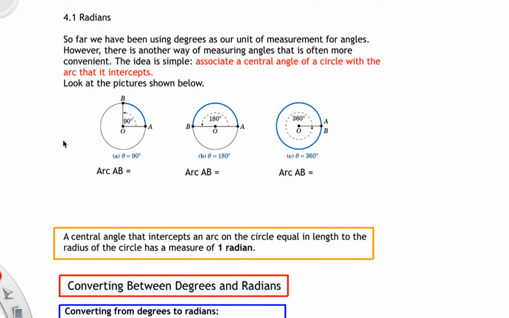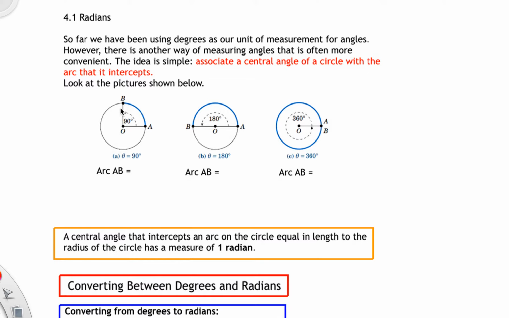4.1 Radians. So far, we've been using degrees as our unit of measurement for angles. There's another way of measuring angles. It's often more convenient, and the idea is simple. We're going to associate a central angle. Keep in mind the central angle is, for example, here. And we're going to associate that angle with an arc that it intercepts.